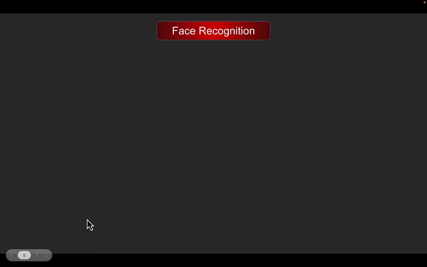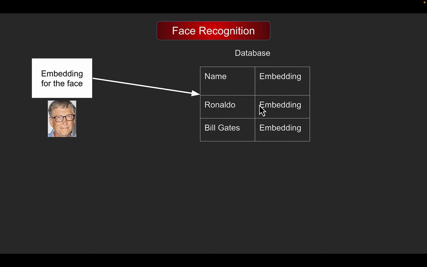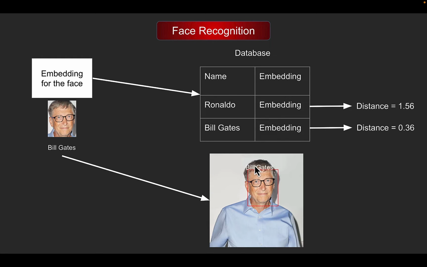But after getting the embedding in face recognition, we are going to compare the embedding of this face with the embeddings of registered faces. And then we are going to calculate the difference or the distance between two embeddings. So let's say the distance between the embedding of this face and the registered face of Ronaldo is 1.56, and the distance between the embedding of this face and the registered face of Bill Gates is 0.36. So now we can see the difference between two embeddings is minimum in the case of this registered Bill Gates face. So now we can infer that this cropped face is actually representing Bill Gates. Or in other words, we can now show the result that Bill Gates is present in the following image.